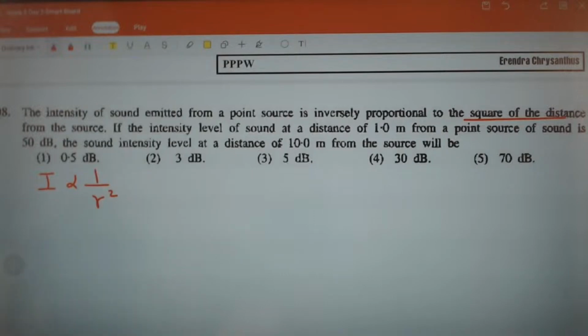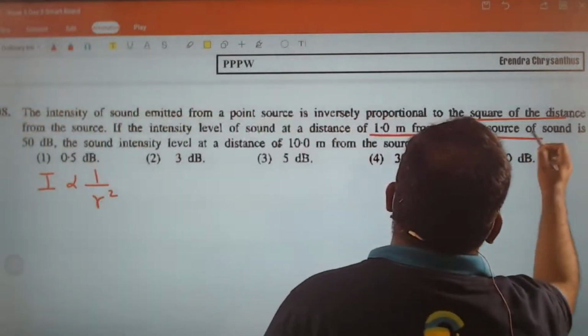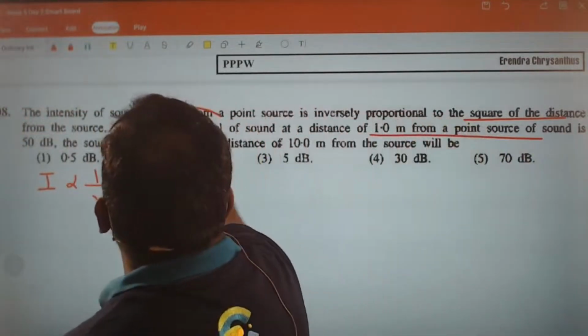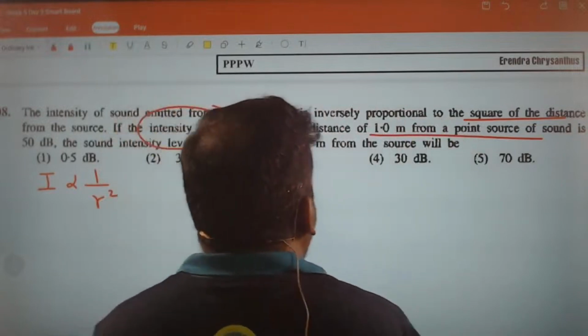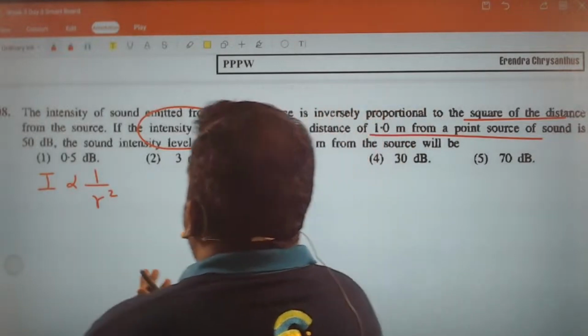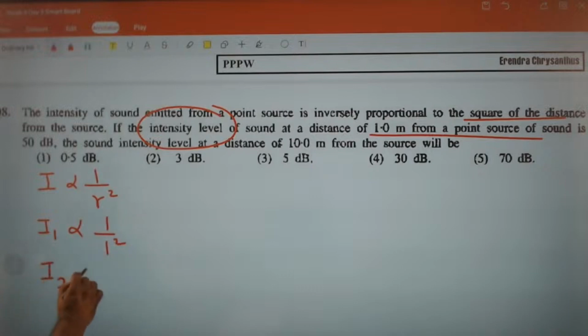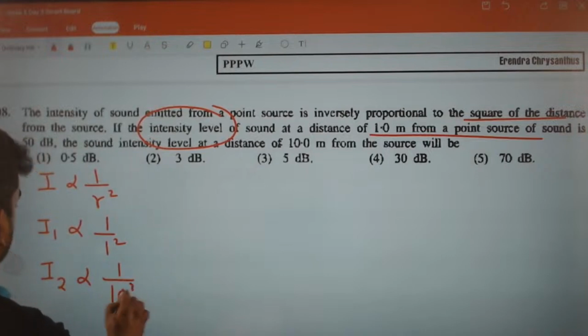What are they asking? If the intensity level of sound at a distance of 1 meter from the point source, intensity level, that means beta, don't forget, is 50 decibels. The sound intensity level at a distance of 10 meters? So, be a bit careful. I1 at a distance of 1 meter. Next is at a distance of 10 meters.